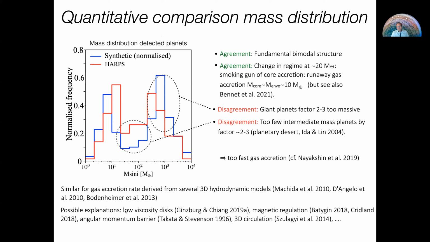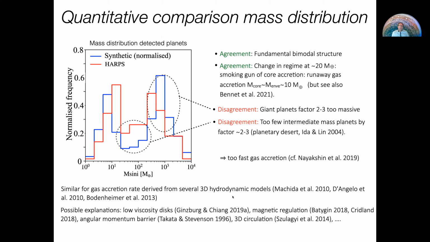For example, it could be that these disks have a much lower viscosity than we assumed. It could also be that magnetic fields regulate the gas accretion. There could also be an angular momentum barrier, or there could also be 3D circulation, which was maybe not sufficiently resolved in these models here.